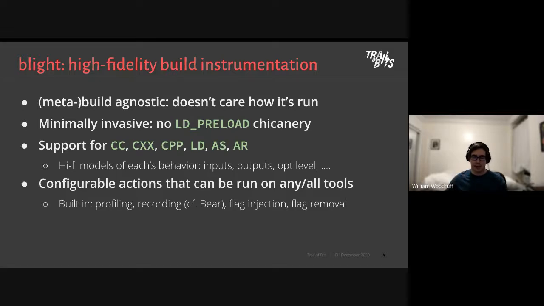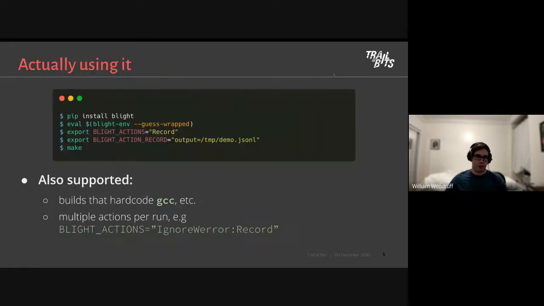As part of what Blight does, Blight actually injects what we call actions into the build system. And actions can be configured by the user and also filtered by the tool that they're on. So it can be run for every single tool that gets run, or just for C++, or just for C, or just for C and C++, or any other set of predicates. And we've built in some actions that we think are useful into Blight's default distribution, including profiling, recording, flag injection, and flag removal.